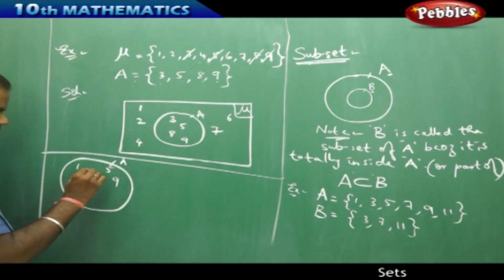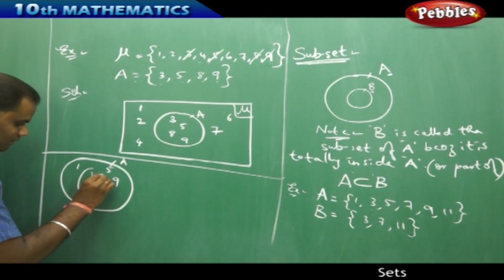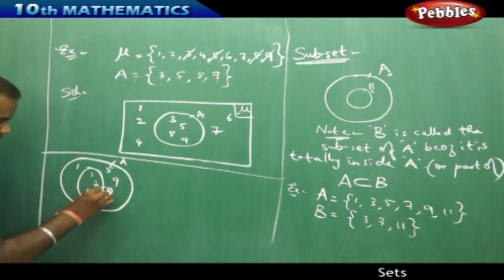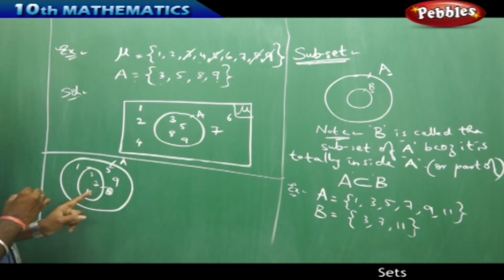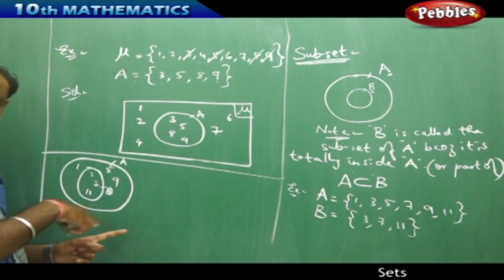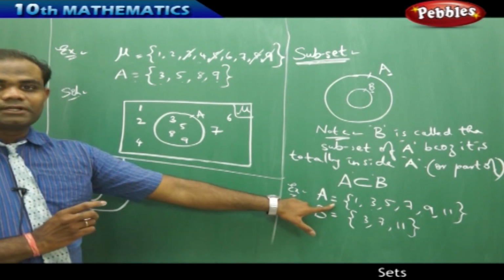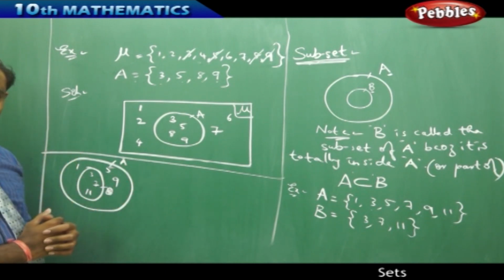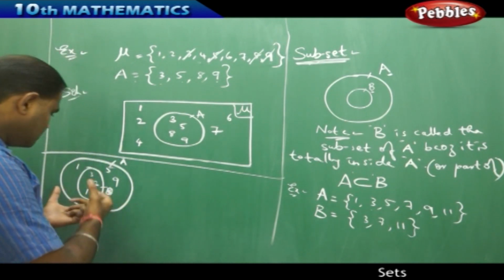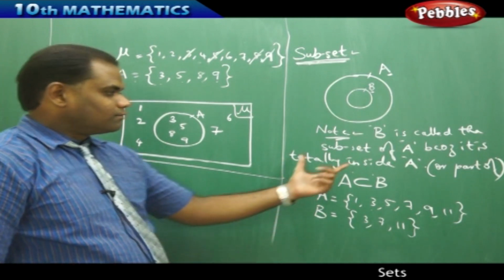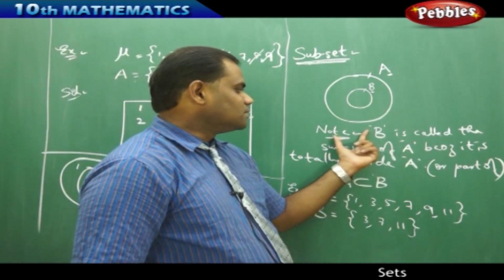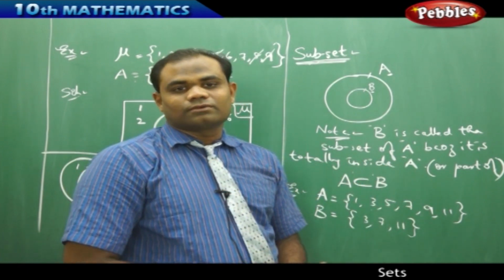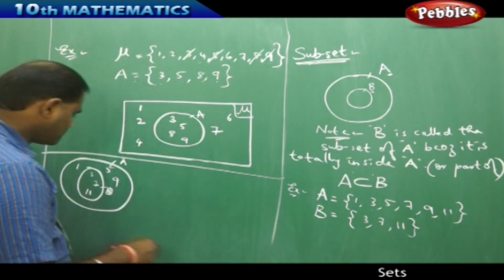Now the set B is with elements 3, 7 and 11. So I see clearly that this circle is consisting of 3 elements, 3, 7 and 11, denoted by B, and the whole set A is with the elements of set A, denoted with the bigger circle A. Now as I clearly see this through the diagrammatic representation, I understand that B is clearly inside A. If B is inside A, then B is called subset of A. If A is inside B, A is called the subset of B, vice versa.